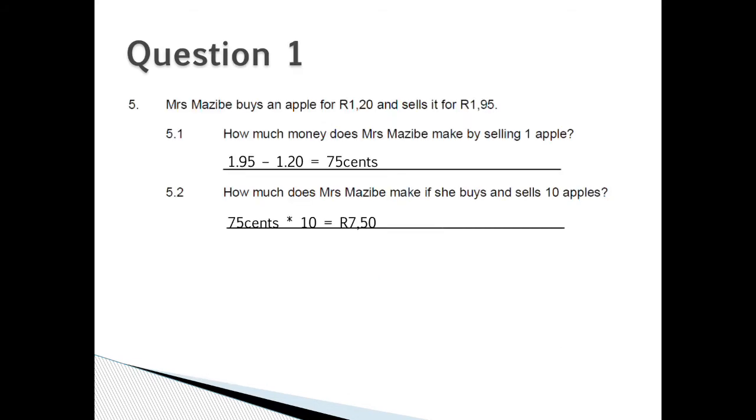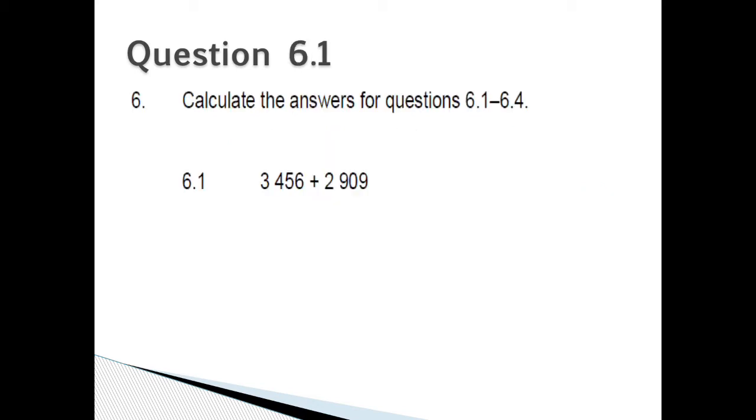So 5.1 is 75 cents. You need to remember that you have to calculate the profit that you will make. So you do not make R1.95. You need to sit and account for the R1.20 that you spent to buy the apple. And 5.2, the answer is R7.50. 6.1.